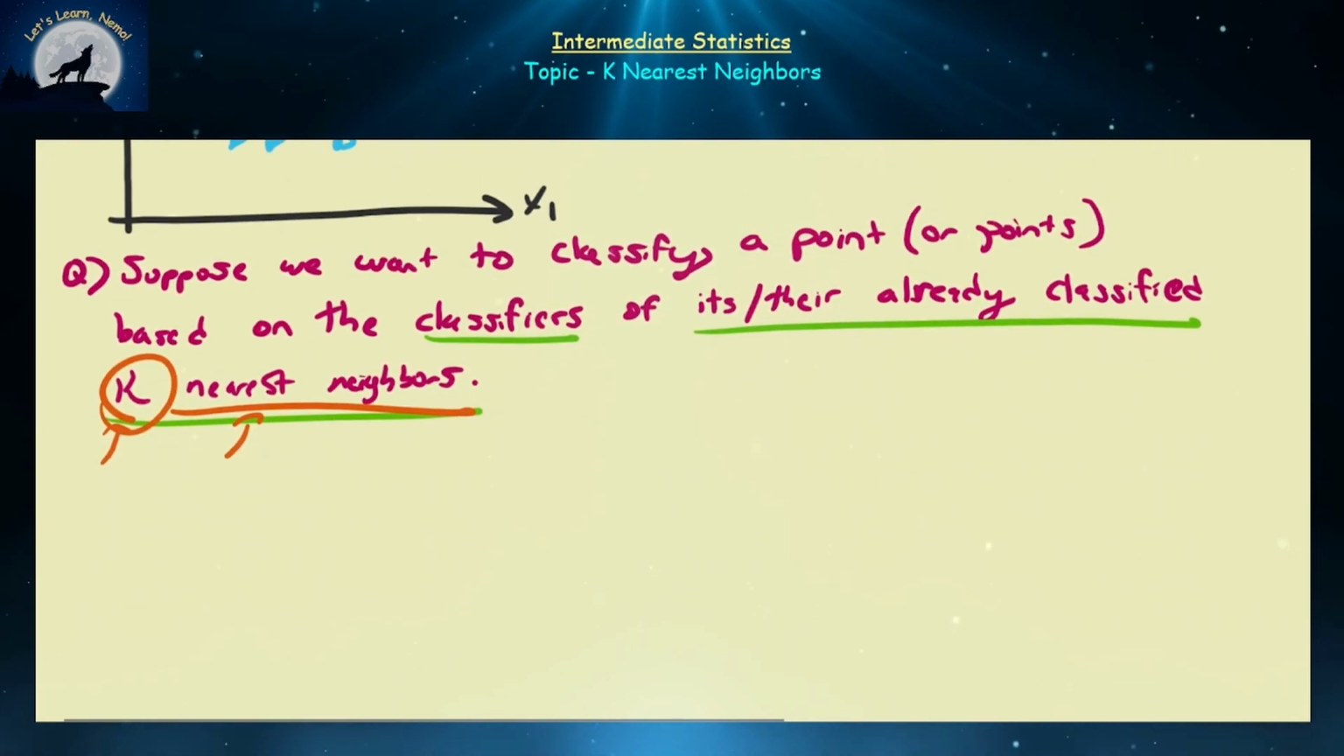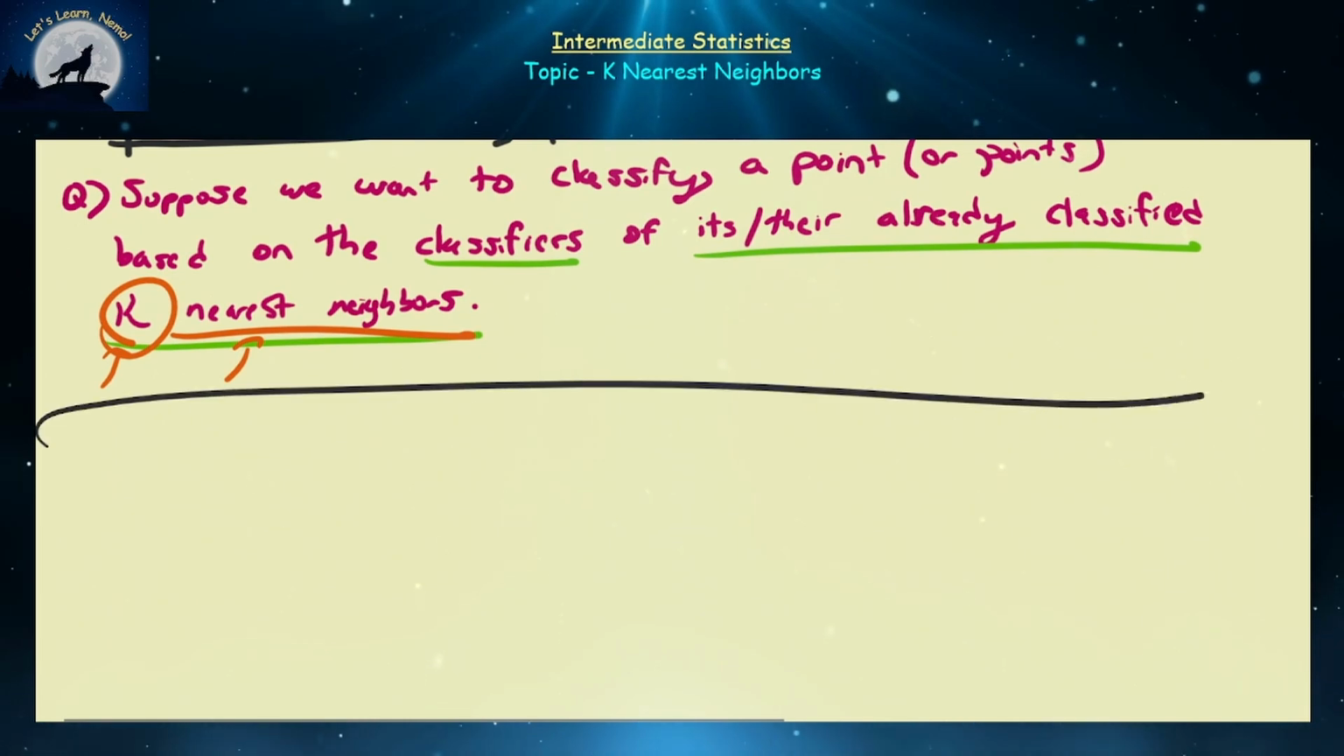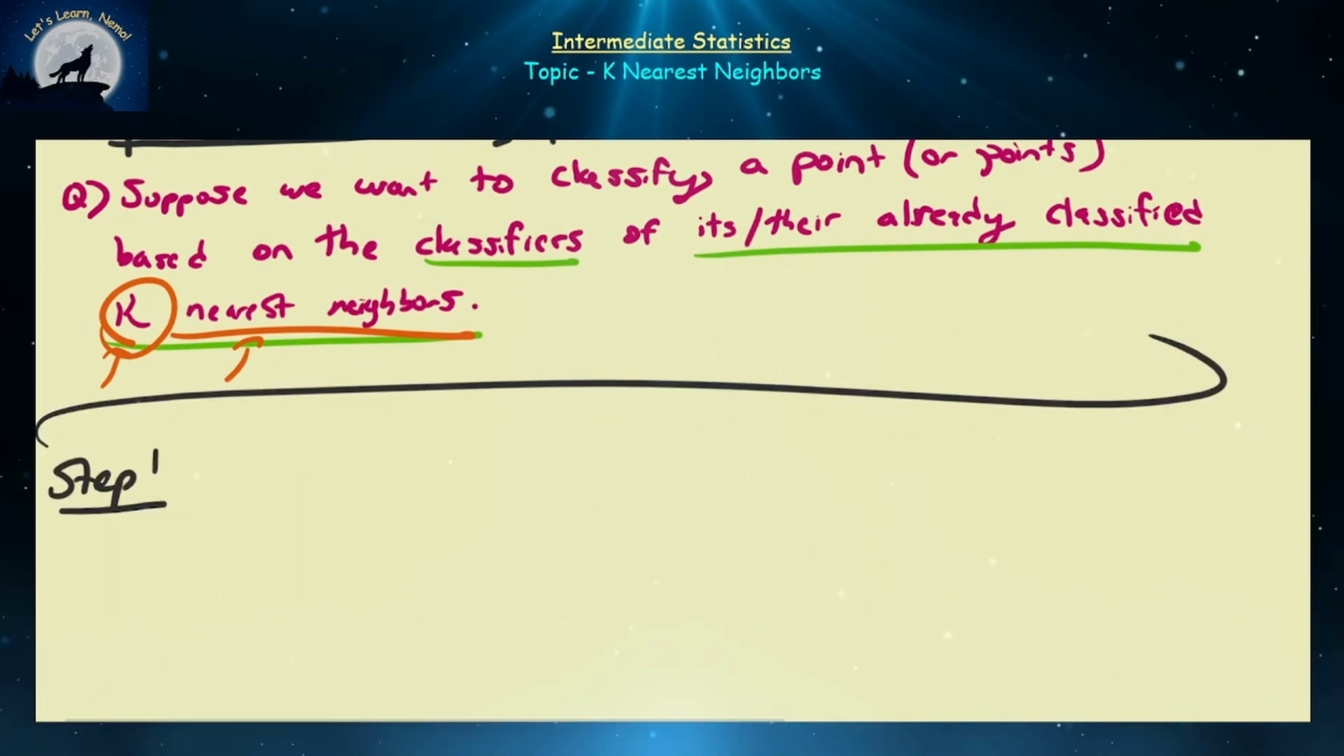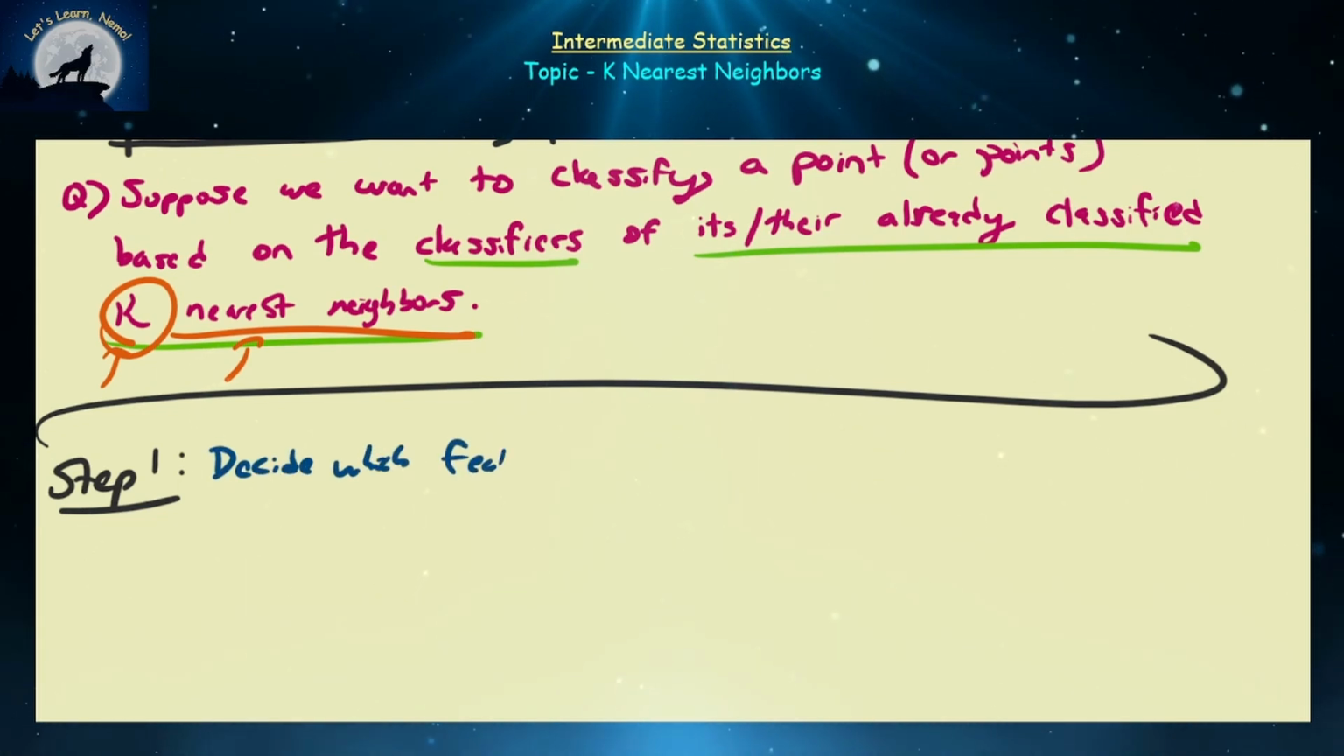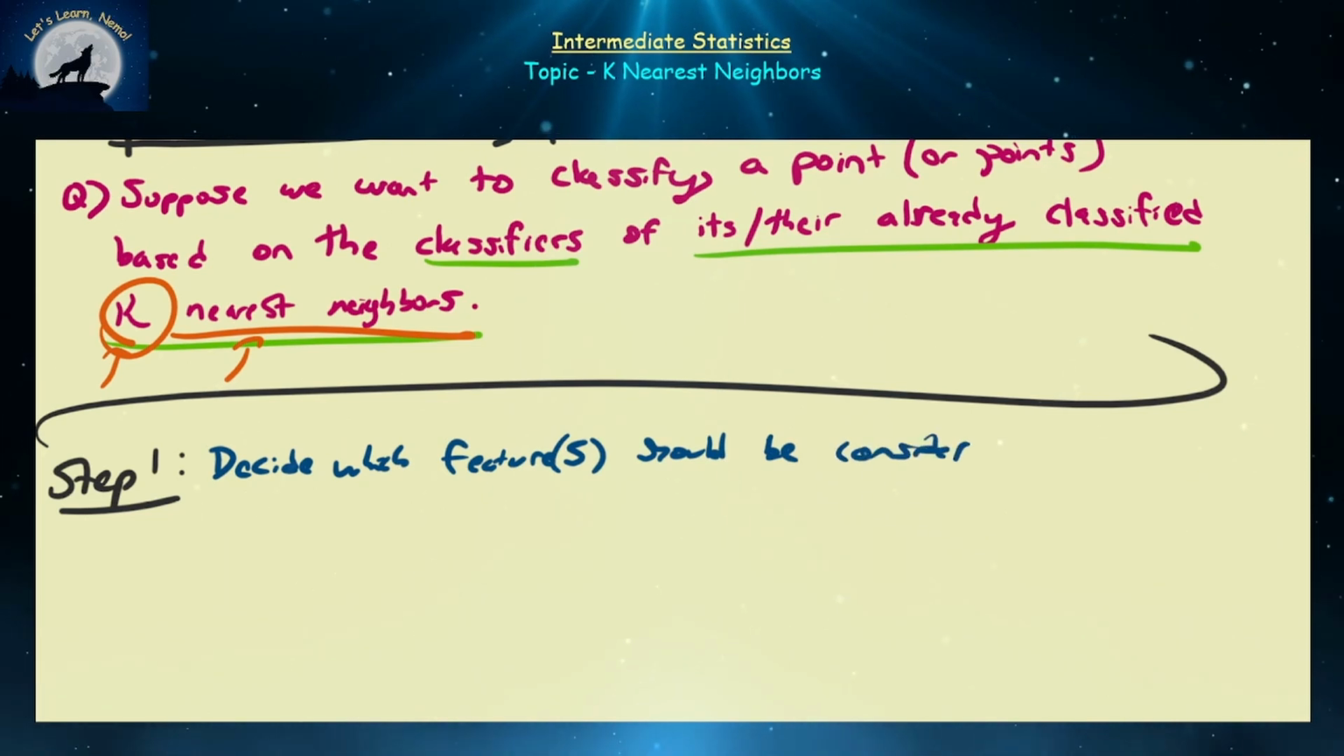Okay, so what is the very first step that we should do in a k-nearest neighbors algorithm? You might want to pause the video and think about what is the most important thing that you need to do. Most people will argue that the most important thing that you need to do is to decide which feature or features should be considered. A lot of people will agree that that's actually one of the most important things that you need to answer.